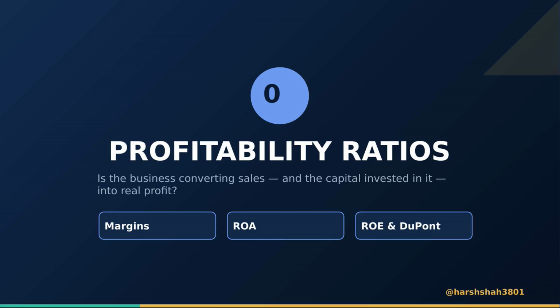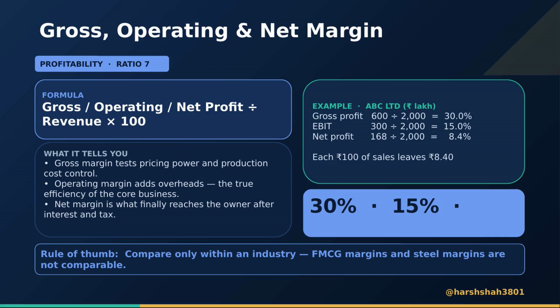The question here is, is the business actually converting sales and the capital invested in it into real profit? We'll look at margins, return on assets, and return on equity with DuPont Analysis. This is a big one, so let's take our time. Let's start with gross, operating, and net margin. The formula: take the relevant profit figure, divide by revenue, multiply by 100.